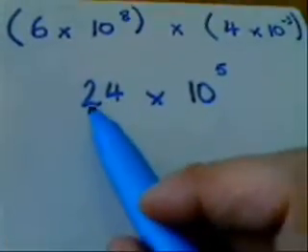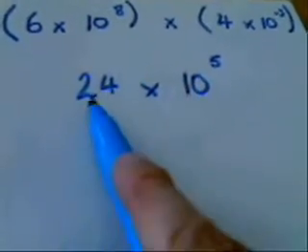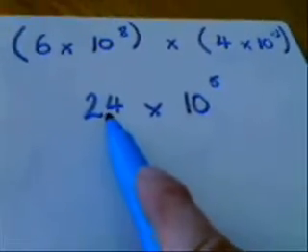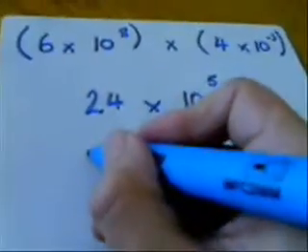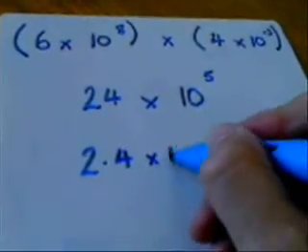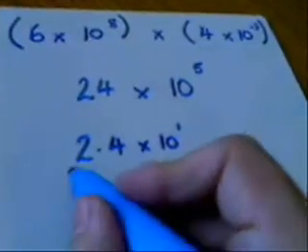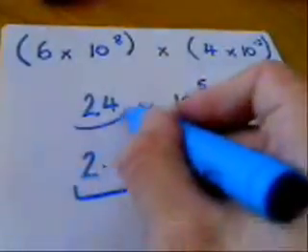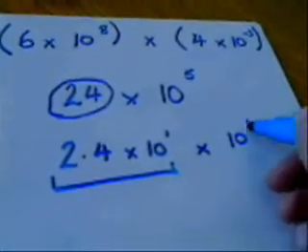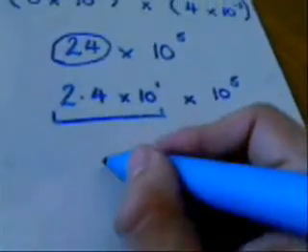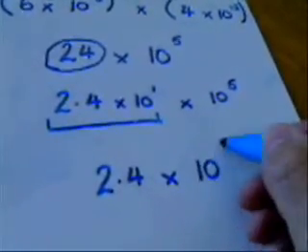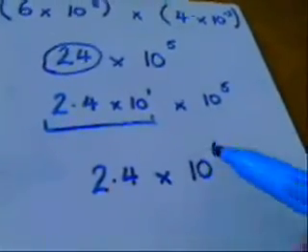Now the 24 means that this number here isn't in standard form, because this number has to be 1 or more but less than 10. So the next step is to change the 24 into standard form, so that'd be 2.4 times 10 to the power of 1. This bit here is the same as the 24, and we're going to multiply that by 10 to the power of 5. Now just tidying up at the end, we end up with 2.4 times 10 to the power of 6, because you've got 1 plus 5 giving us the 6.